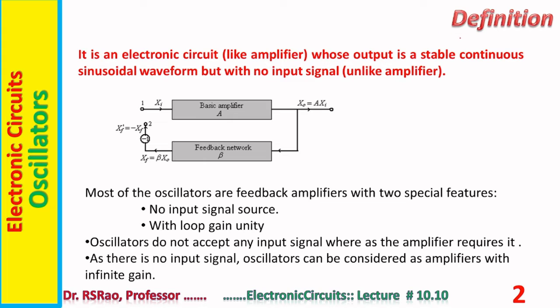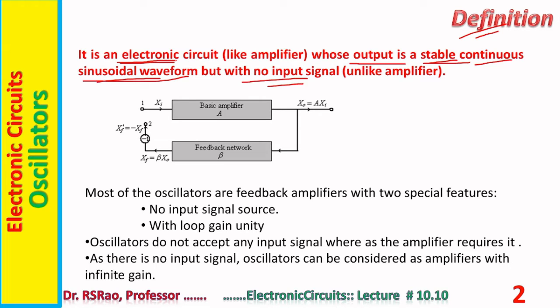We begin the session with a definition of oscillator. Oscillator is an electronic circuit whose output is a stable, continuous sinusoidal waveform, but with no input signal. So there is no input signal to oscillators. It is an electronic circuit.